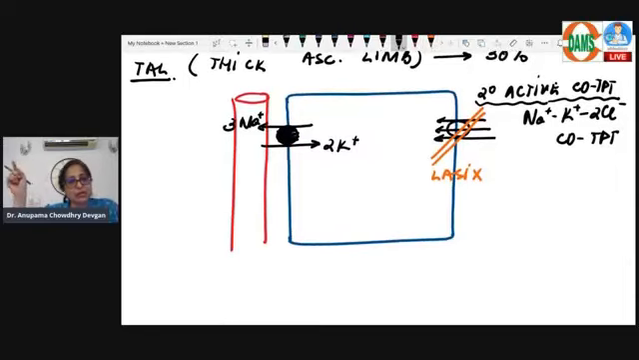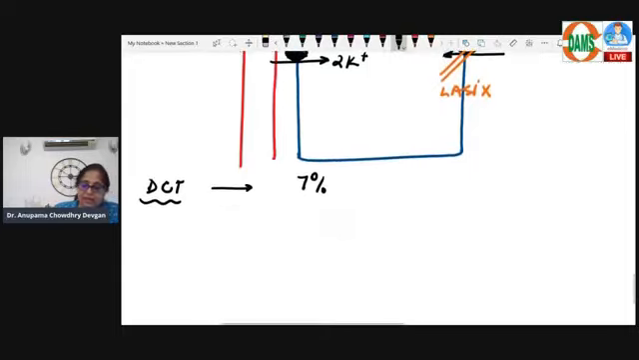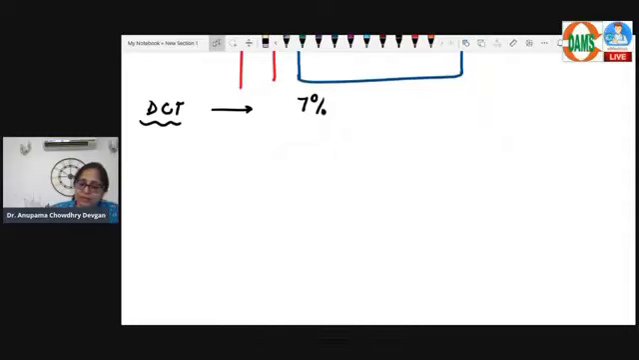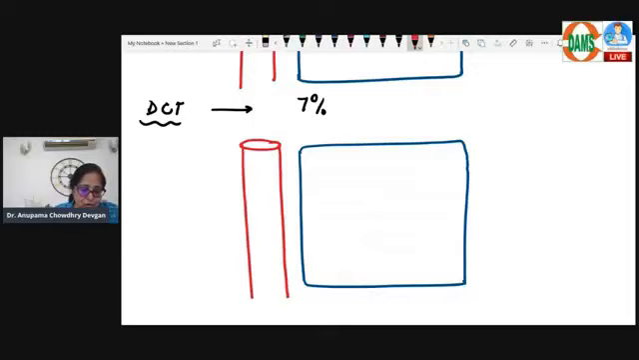So 60% of sodium is reabsorbed in the PCT, 30% in the thick ascending limb. Now let's see DCT. In the DCT, you have 7% of sodium reabsorption. Let's see what is the mechanism of sodium reabsorption in the DCT. It is not loop diuretic, it is loop.